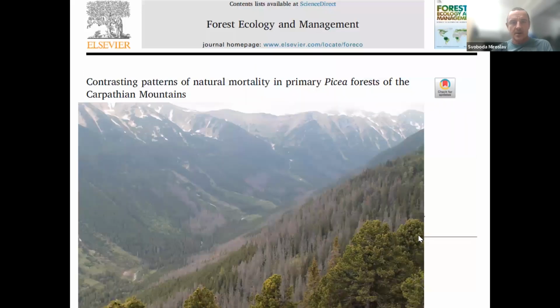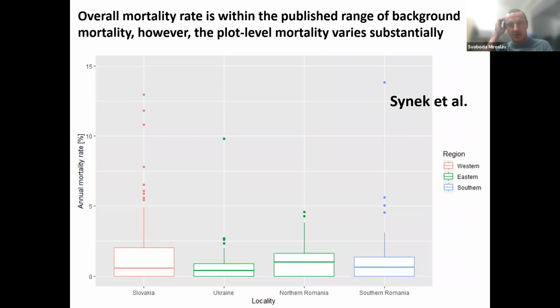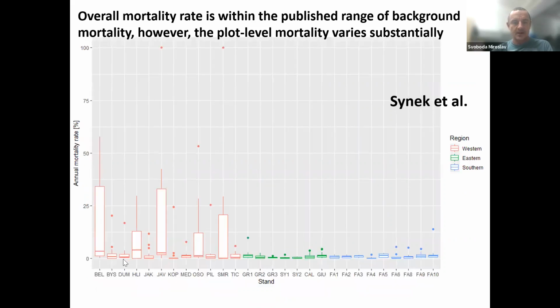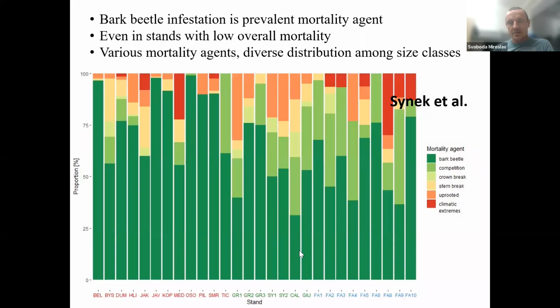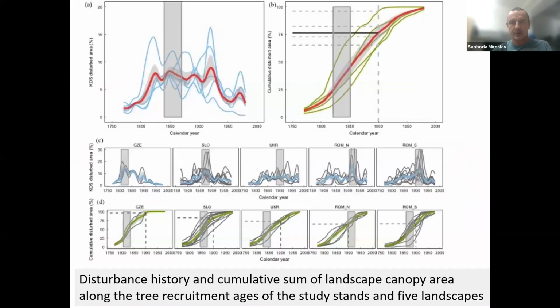These are results from one published study about the spruce forest and the recent mortality patterns, because this is quite a hot issue in the region. On the simple figure, you can see the annual mortality rates and the differences between the stands in different countries, with Slovakia having the highest mortality rates. In Slovakia, you can see quite high variability between the stands. We have stands with relatively low mortality, but stands with quite high mortality. While in Ukraine and Romania, there are some plots with relatively high mortality, but many plots don't show anything. Not surprisingly, bark beetle was the main mortality agent in most of the plots, even in the plots with relatively low severity.